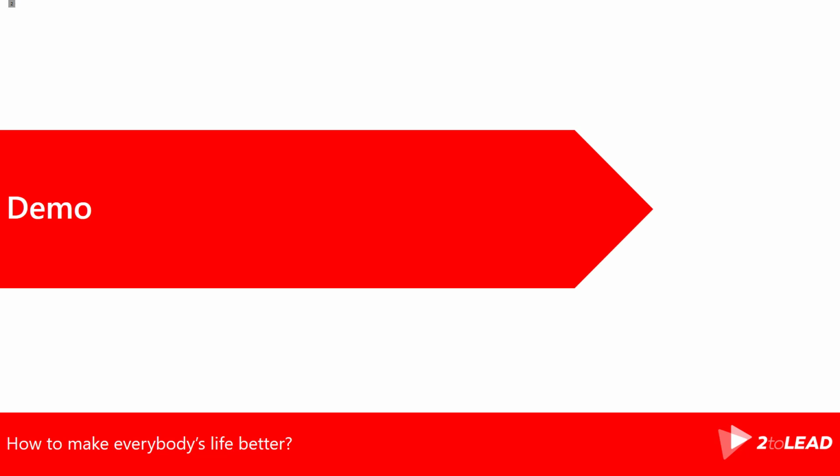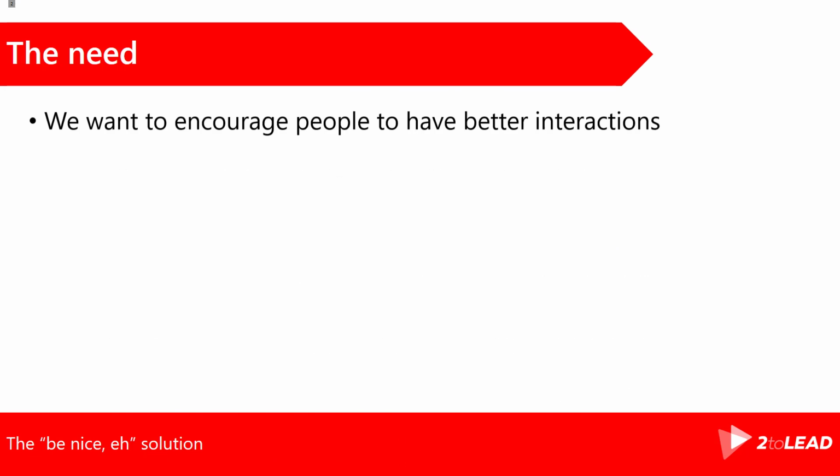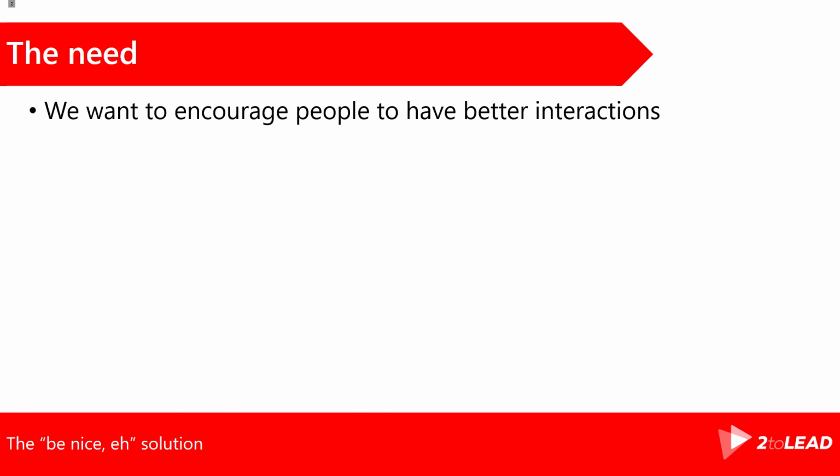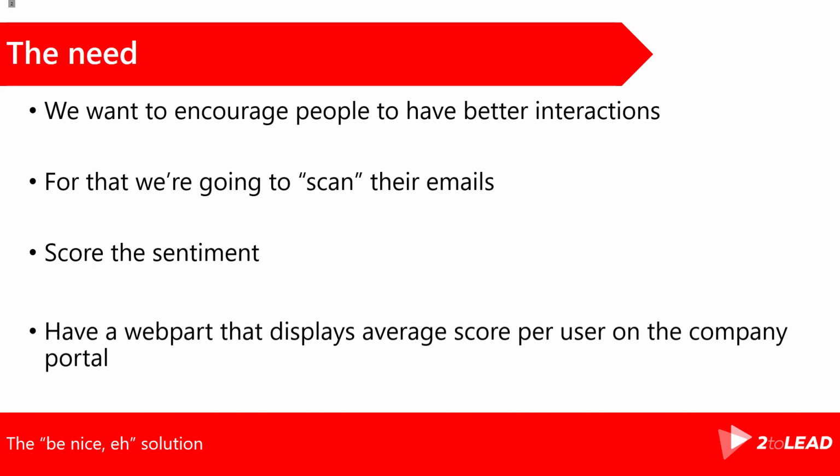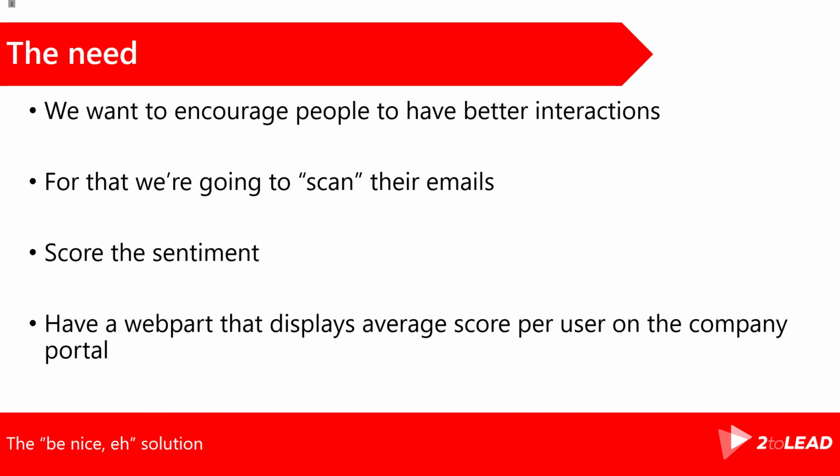So let's talk about our demonstration. And I know this is close to the end of the session. So the need is we want to encourage people to have better interactions with one another. We want to make sure that when they send out emails, we will scan those and make sure that they send nice emails or they receive nice emails with a nice sentiment in the text, right? And we want to display a web part that's going to display their score and see how nice they are and what impact they have on the company.